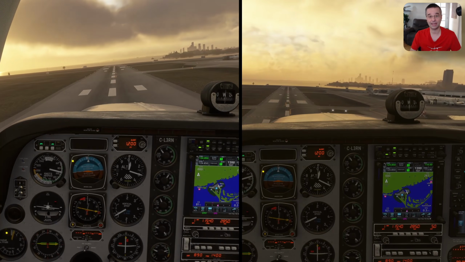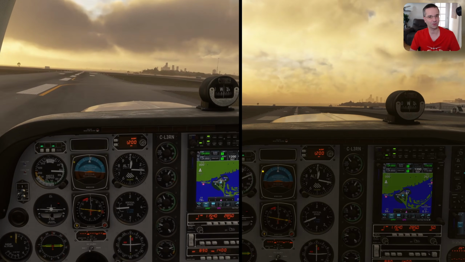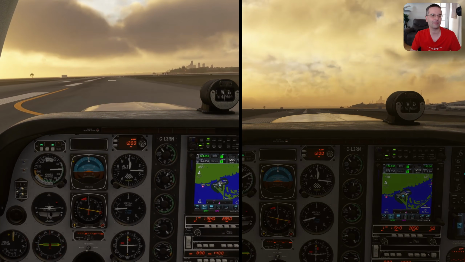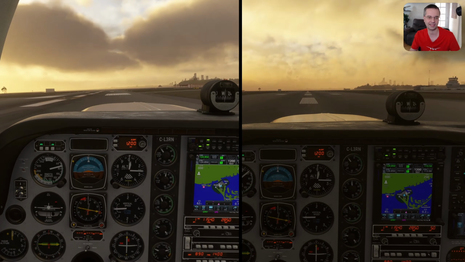Hey everyone, I'm Mark, and if your approaches look like what's happening on the left side of the screen right now, don't worry. Today we're going to break that down and figure out how to clean it up and turn it into a smooth landing like the one on the right.